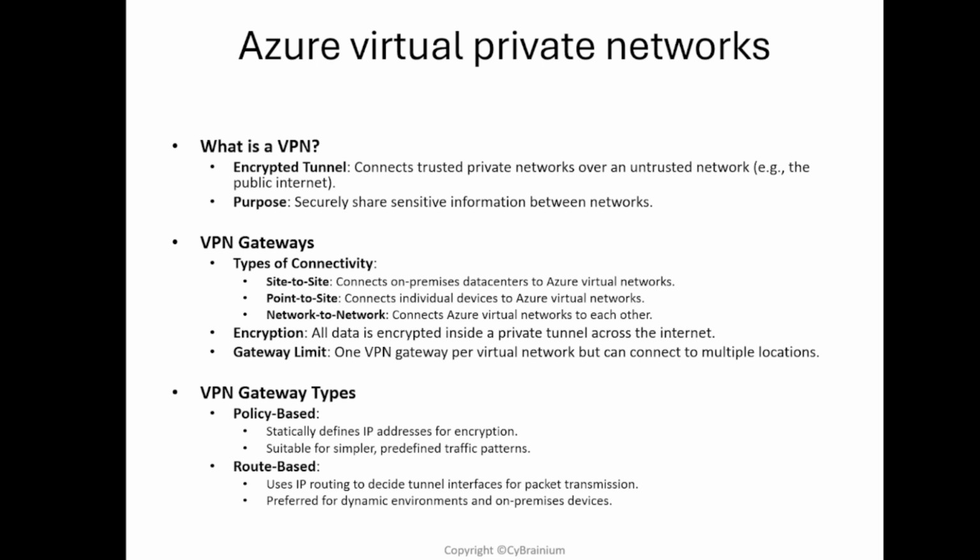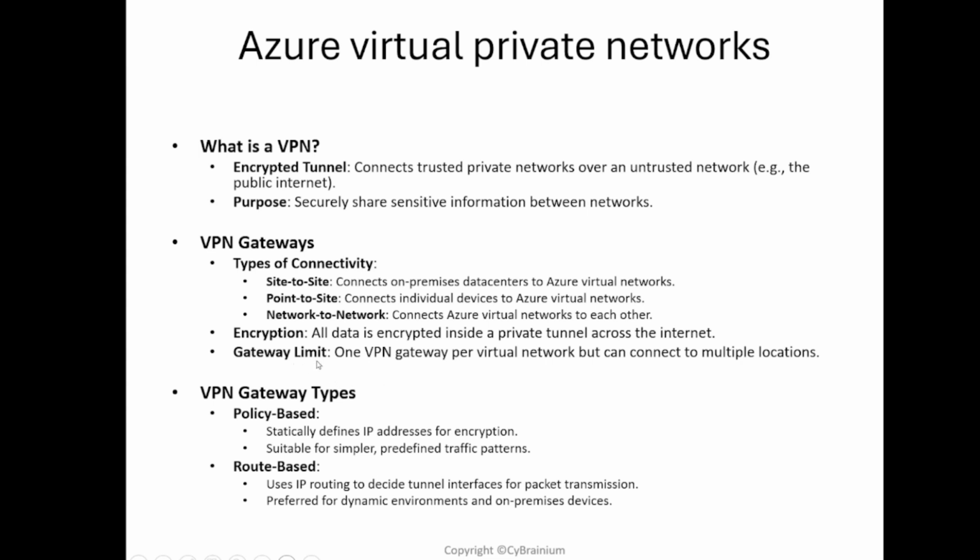The second one is point to site. This point to site VPN we generally use when someone is working remotely, right? For that we use point to site. Network to network is VNet to VNet. This is used when you want to connect two regions, for example, one region in India and one region in the US. If you want to connect both, you can use VNet to VNet, that is network to network.